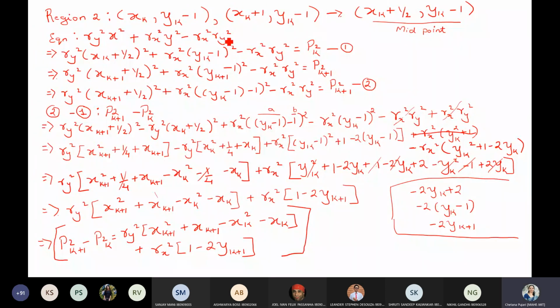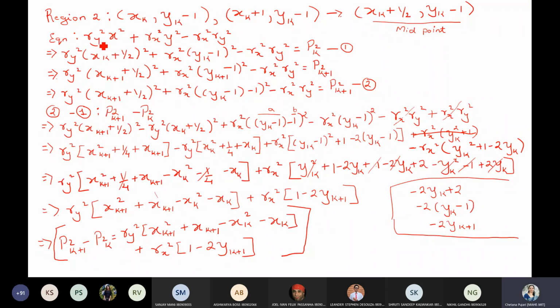So based on that, same way like how we did for our region 1, take an average of your x coordinate, average of your y coordinate. So you will end up with the coordinates (xk plus 1 by 2, yk minus 1). So this is our midpoint. Now you want to make a decision whether our midpoint is near to xk or near to xk plus 1. Based on where your midpoint lies, you are going to decide whether to choose xk or xk plus 1.